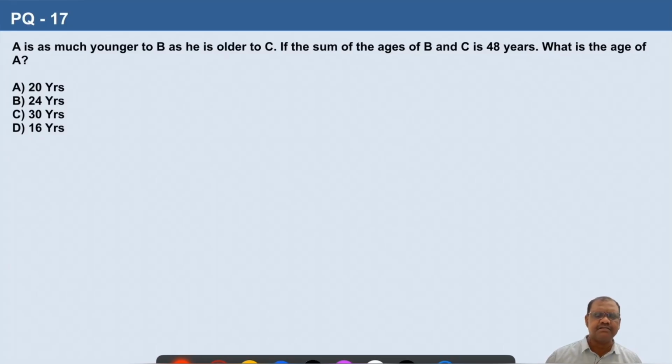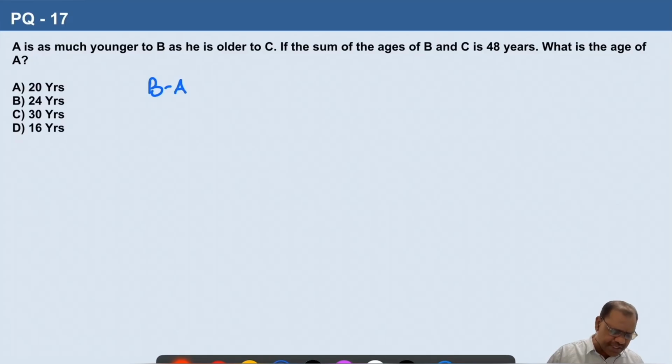Question number 17. A is as much younger to B as he is older to C. If the sum of the ages of B and C is 48 years, what is the age of A? A is as much younger to B. So that means B minus A. Who is younger here? A is younger than B. So A is as much younger to B, B minus A. As much younger to B as he is older to C.